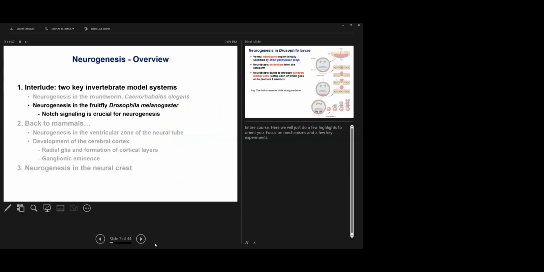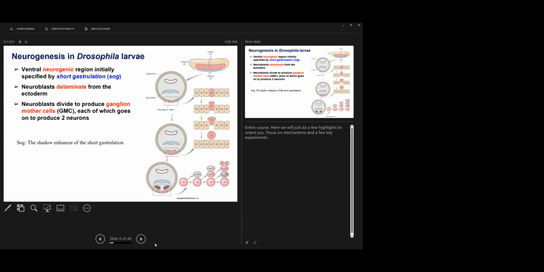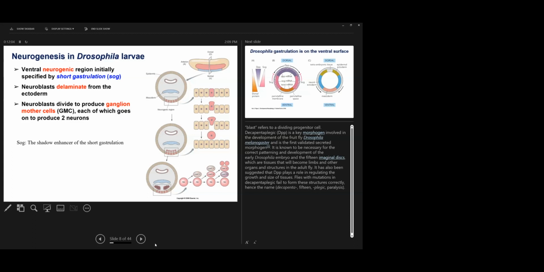We'll go to the next section. So about Drosophila, and we already talked about Drosophila gastrulation. And here in this section, we'll be talking about how neurogenesis happens during the development of Drosophila, during the developmental stages.